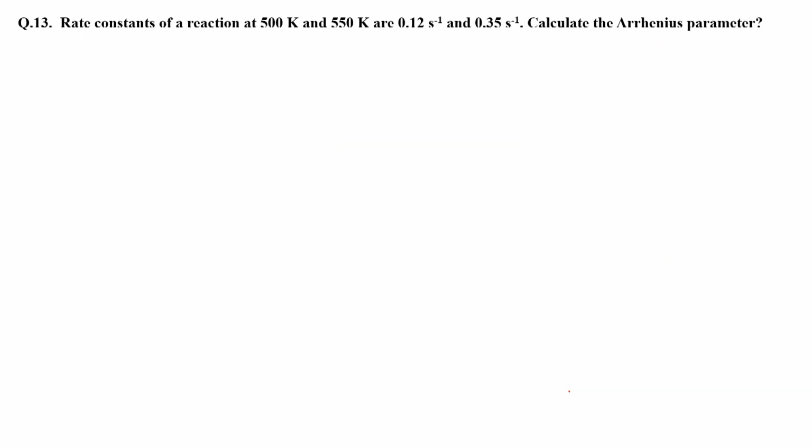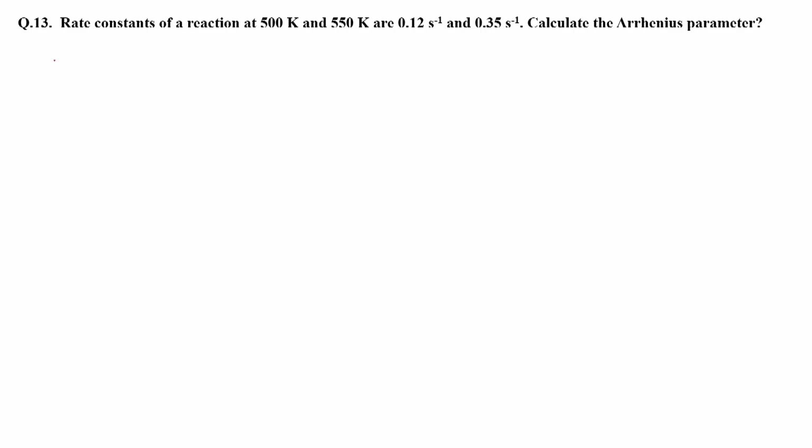Next we discuss problem number 13. It says the rate constants of a reaction at 500 Kelvin and 550 Kelvin are 0.12 second inverse and 0.35 second inverse. Calculate the Arrhenius parameters. We have to calculate the value of the Arrhenius parameter.